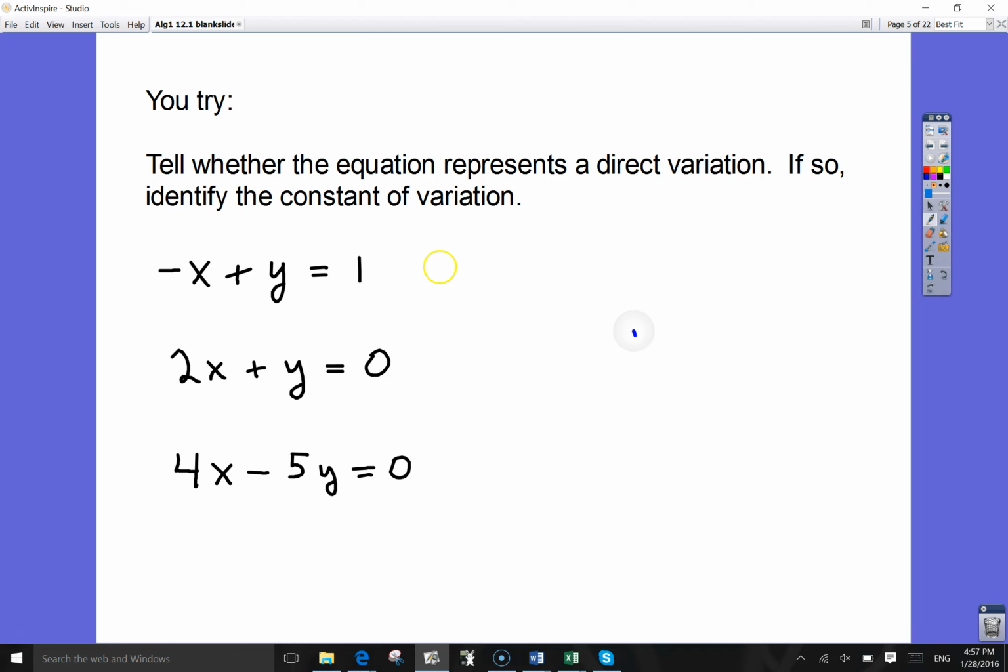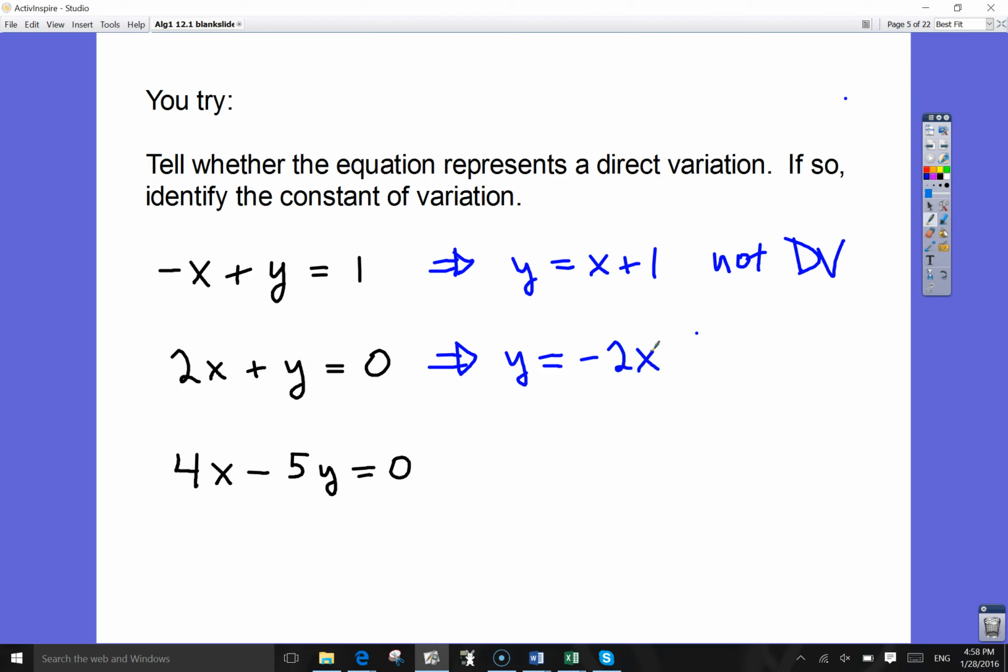I'm going to go ahead and do this, so hit play when you're ready to go. So the first one, if I solve it for y, I get y equals x plus 1. Okay, so we can see that b does not equal 0, so this is not DV, not direct variation. This one, if I solve, it'll be y equals negative 2x. So this is a DV, this is direct variation. K equals negative 2.